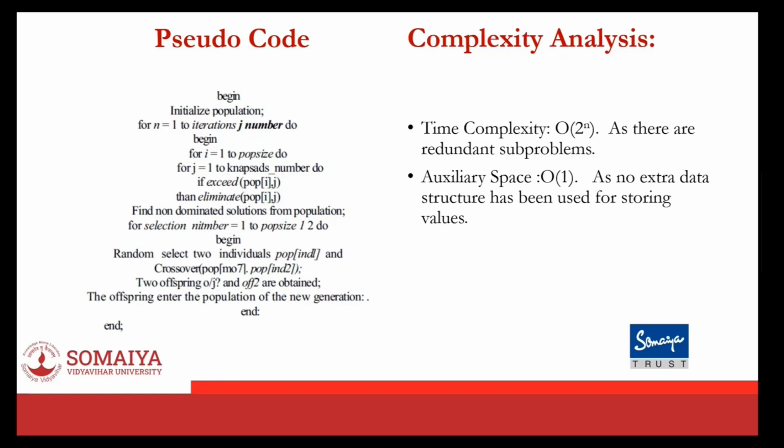Now, for the complexity analysis, the time complexity of the 0-1 knapsack problem is big O of 2 raised to the power n, as there are redundant subproblems, and the auxiliary space complexity for the 0-1 knapsack problem is big O of 1, as no extra data structure has been used for storing values.